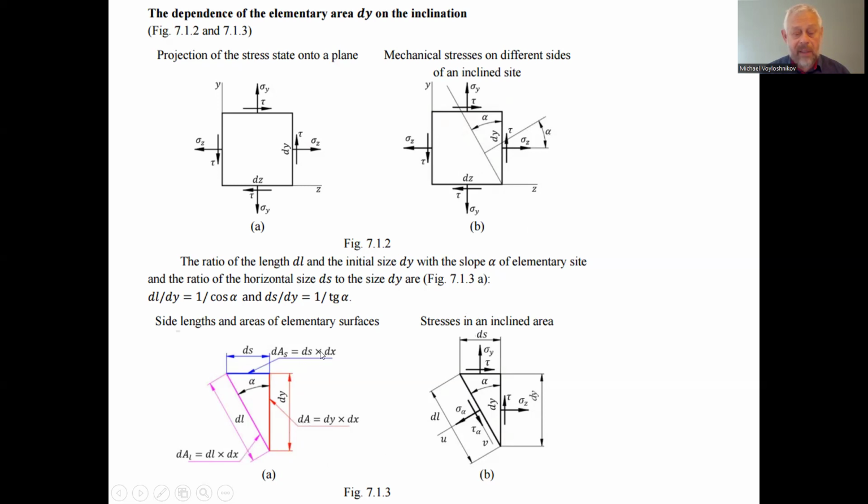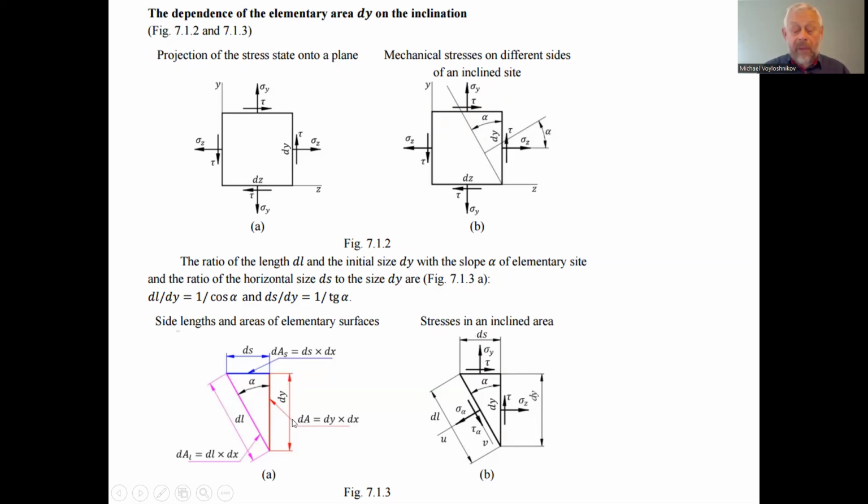This area is ds multiplied by dx. This area of the face on the leg dy, with the length of the increment of the reference axis dx, is equal to dy by dx, and dA with the index L, where L means the hypotenuse, is equal to dl by dx as well. So they all are of the length dx.